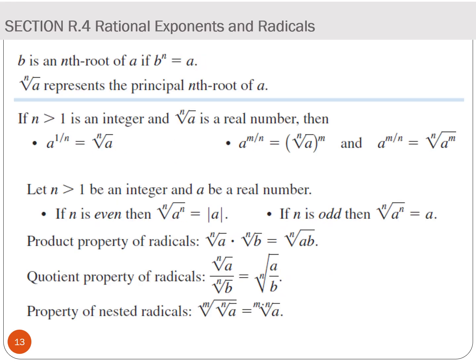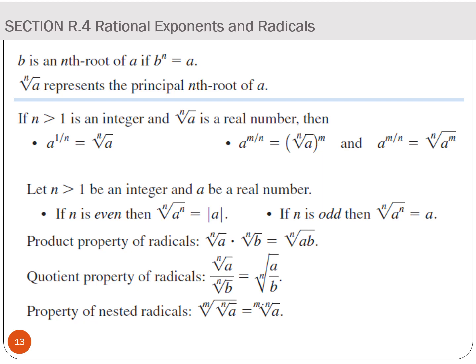In section 4, we will talk about rational exponents and radicals. Anytime you have a rational exponent, meaning the exponent is a fraction, the result will give you a radical. Starting with the definition of the nth root, we say that b is the nth root of a if b to the n is equal to a. For example, you can say 3 is the square root of 9 because 3 squared is equal to 9.